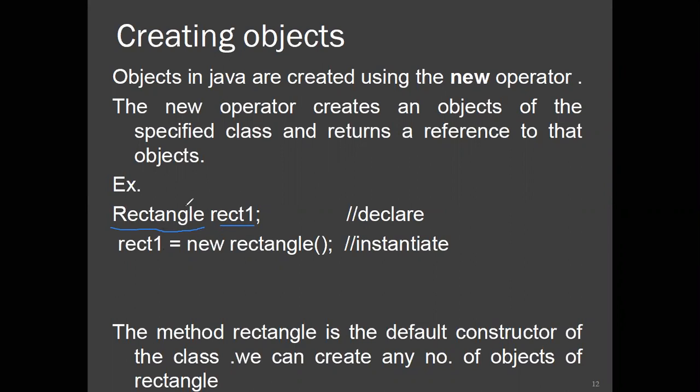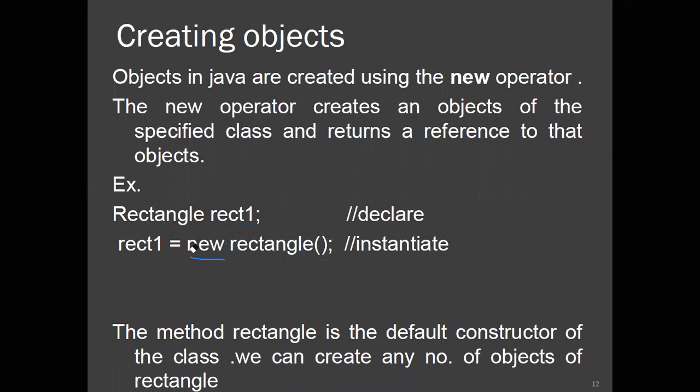In order to assign memory, in order to instantiate the object, we'll use the new operator. So the object name rect1 is equal to new Rectangle. This is the default constructor, which is kept by the JVM by default. What the JVM is, we have seen in the previous class, right?